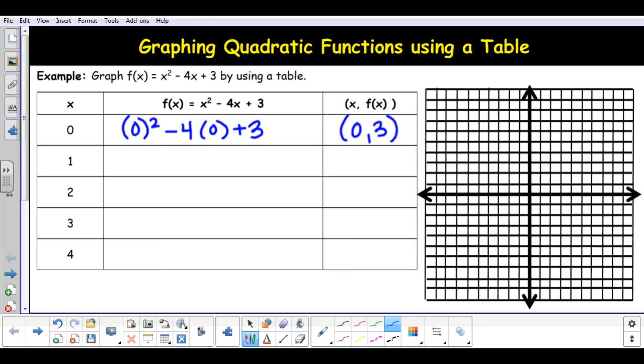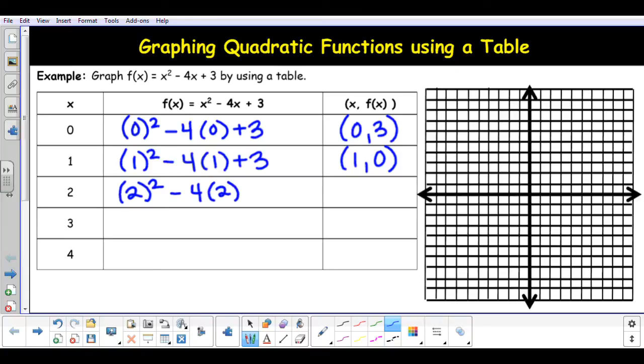So if I use 1 squared minus 4 times 1 plus 3, that is going to give me a y coordinate of 0. So my point here will be 1, 0. For my third point, I'm going to plug in 2. So 2 squared minus 4 times 2 plus 3. So when I plug that in, I'm going to get a y coordinate of -1. So my point here will be 2, -1.